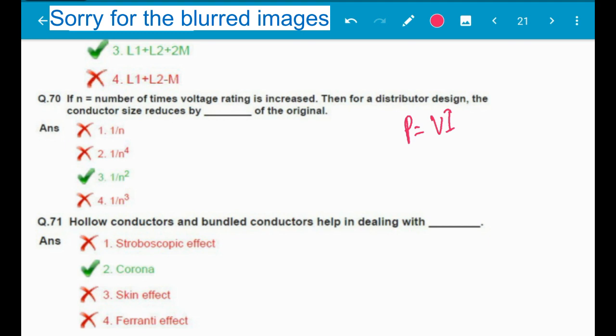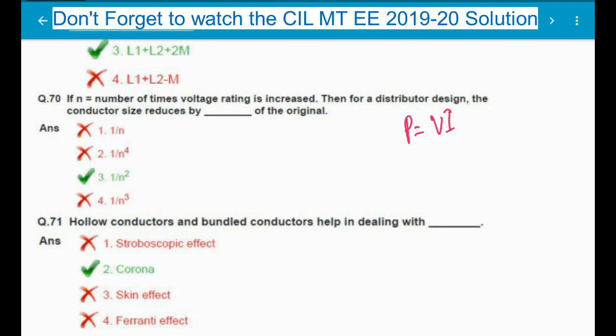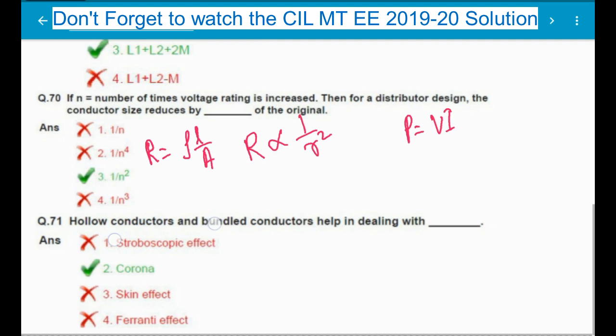And what we are considering here is the resistance of the line, and resistance is generally given as rho L by A. Here R is inversely proportional to A, and A is directly proportional to r square, that is the radius of the conductor squared. So for constant resistance and heat loss, that is the power transfer, the area will be decreased by n square times. So this is 1 by n square.